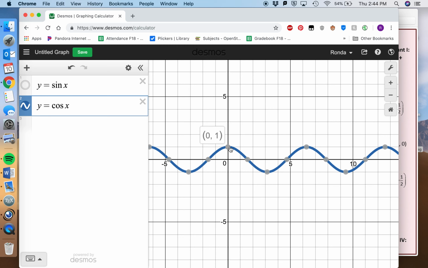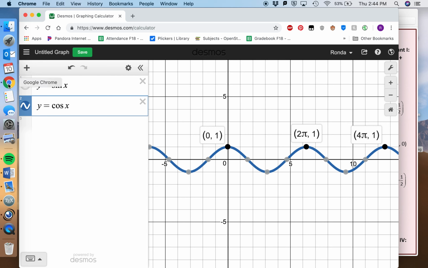For it to complete a full cycle through everything, it starts here, then I'm going to go down. And then basically this is my new starting point. This is the same place as here. Then it goes down, and here's another period. So the period for sine and cosine are both 2 pi.